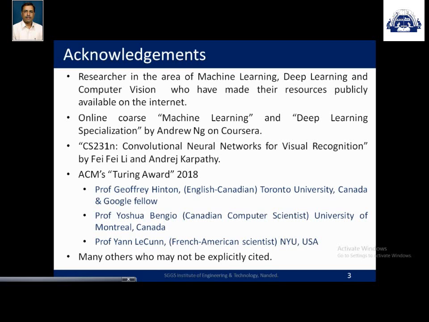I would also like to salute the researchers in the field of neural networks who got the ACM Turing Award 2018. First is Professor Geoffrey Hinton from Canada, Professor Yoshua Bengio from the University of Montreal, Canada, and Professor Yann LeCun, a French-American scientist at New York University, USA, and many others who are explicitly cited.